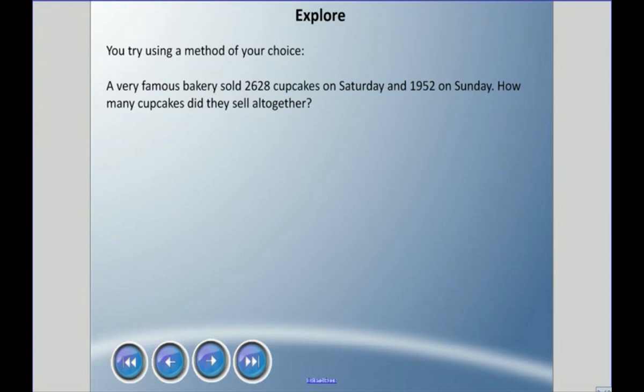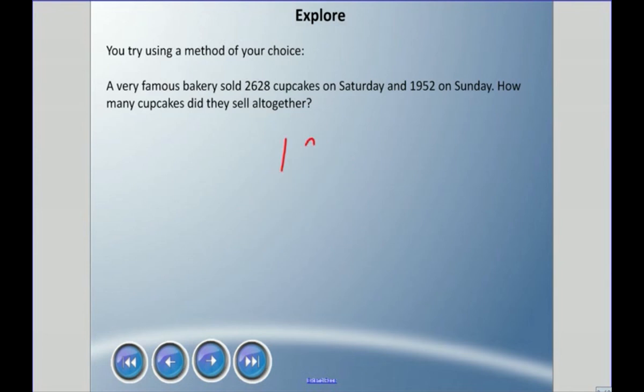Okay, because we have 4 different ways, I'm going to show you what I got here. So, using the good old-fashioned method. I don't know if there's a name. I guess we'll call it the regrouping method. 2 plus 8, we start in the ones column, is 10. I put the 0, regroup the 1. 1 plus 5 is 6, plus 2 is 8. Don't need to regroup. 9 plus 6 is 15. I'm going to put the 5 down for the ones, regroup that. So 1 plus 1 plus 2 is 4. So they sold 4,580 cupcakes.